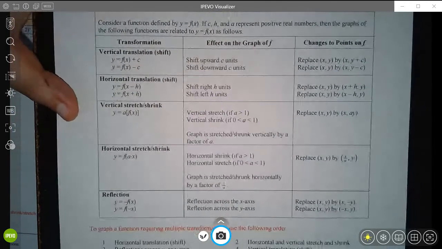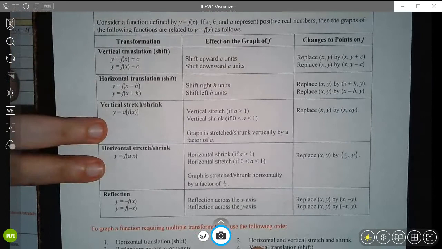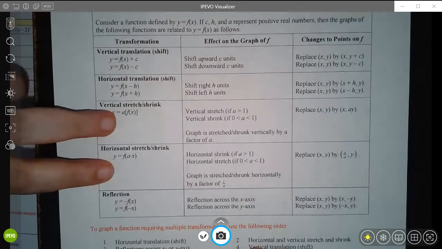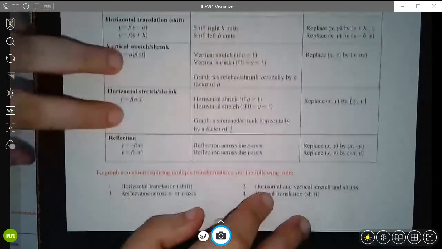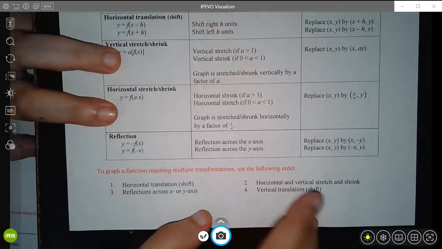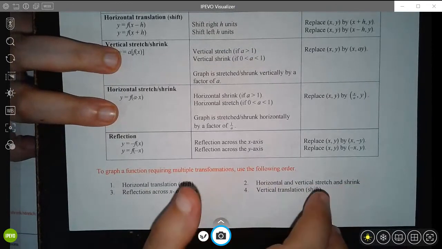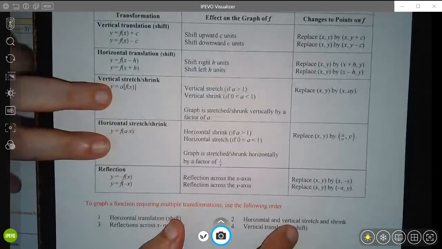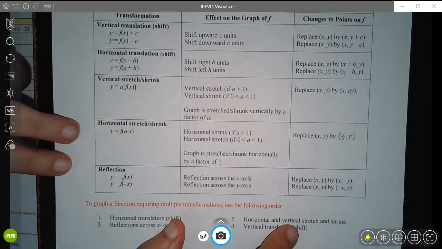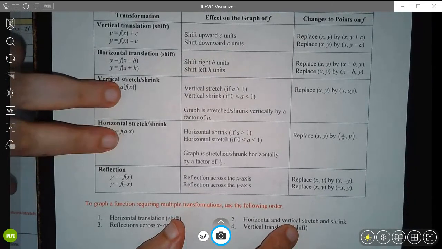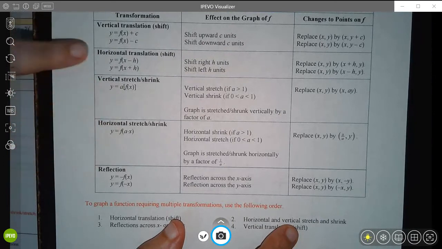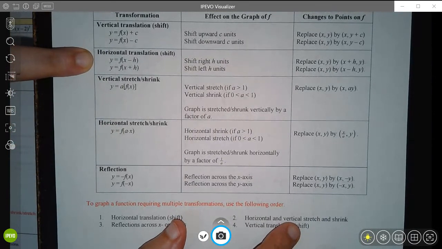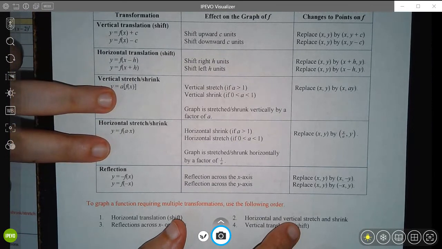The second thing you need to do is stretching and shrinking, horizontal or vertical, doesn't matter. So any multiplication you have, that's the second thing you deal with. And if you have more than one type, the order doesn't matter, you deal with them after the horizontal shift and before anything else. So first, horizontal shift. Second, multiplication, whether inside or outside the function, no matter what number.